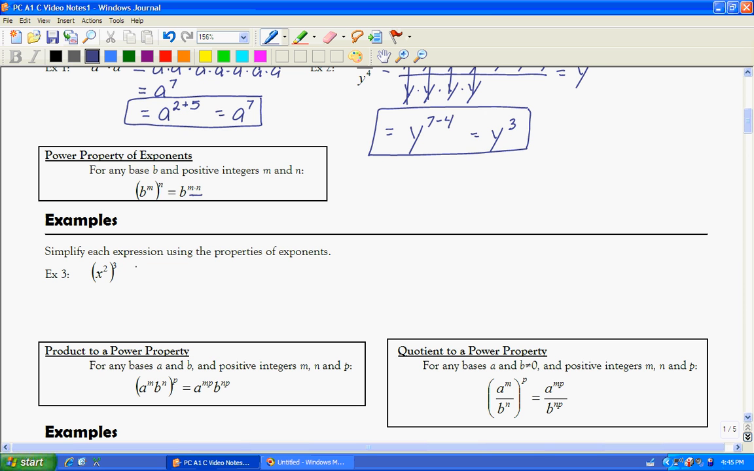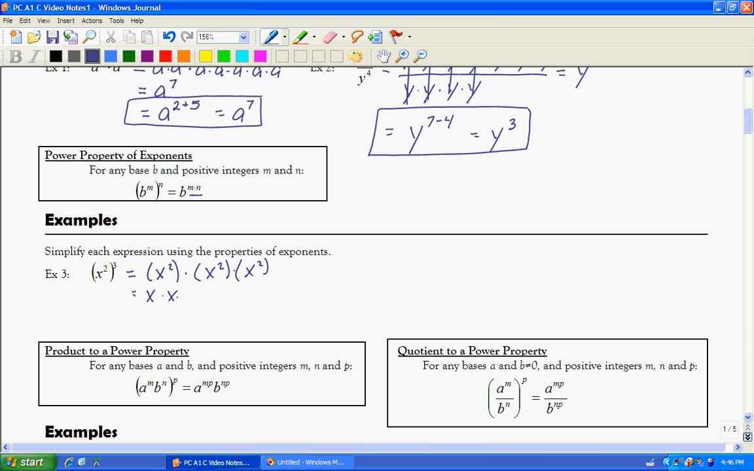Example 3, x squared then cubed. Again, I'm going to write this out the long way so you see that it applies. X squared cubed means x squared times itself 3 times, which then again we can write out even further.